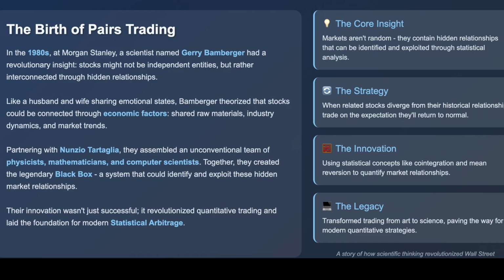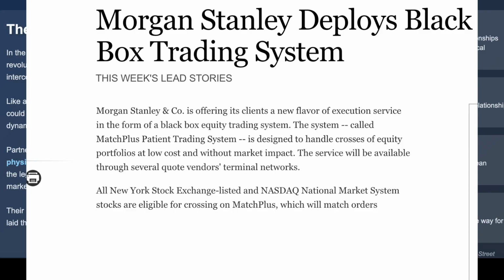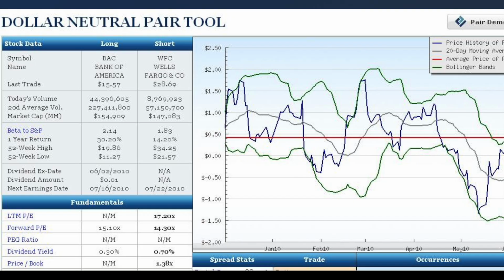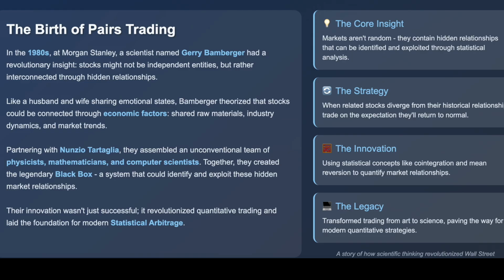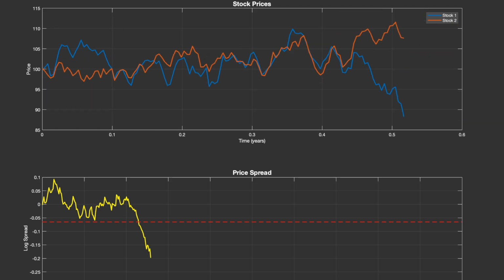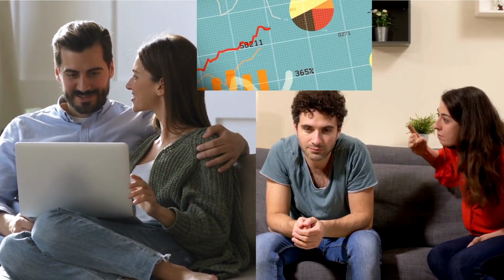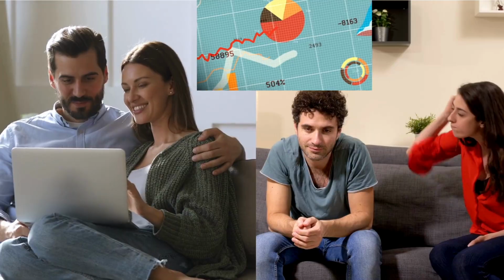It was in the 1980s at the Morgan Stanley company. There was a scientist by the name of Gary Bamberger who thought, what if stocks weren't entirely independent, but some of the stocks were actually related to each other? It's like a husband and wife relationship. Their emotions are often connected. If one is happy, the other is happy too, and emotional factors affect people's relationship.